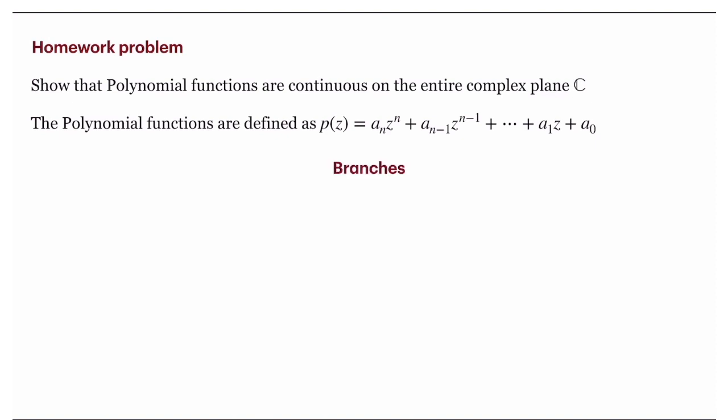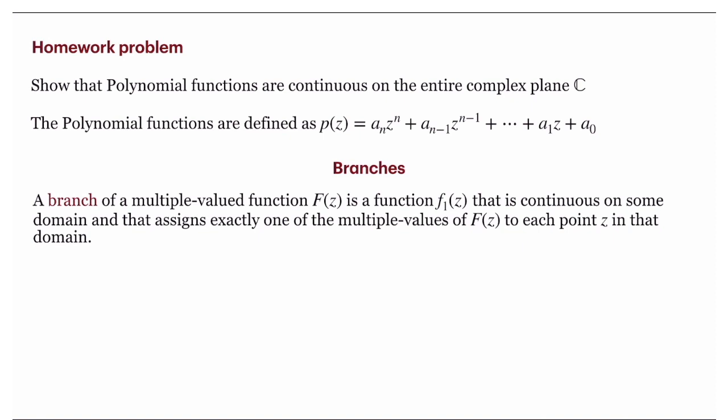Branches of the complex function. A branch of a multivalued function f of z is a function small f_1 of z that is continuous on some domain, and that assigns exactly one value of f of z for each value of z in the domain. For a multivalued function, we can have multiple values of the function for a given value of z.